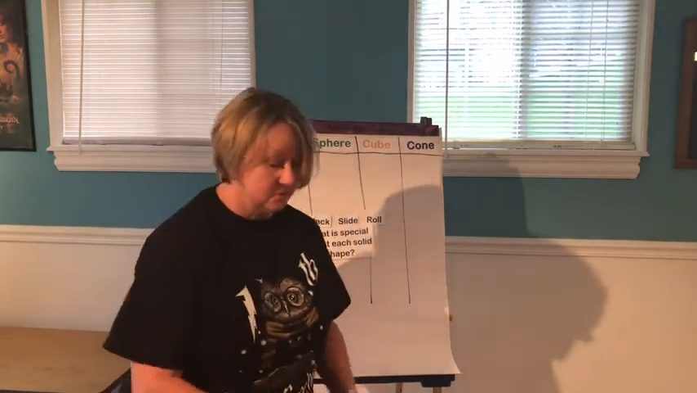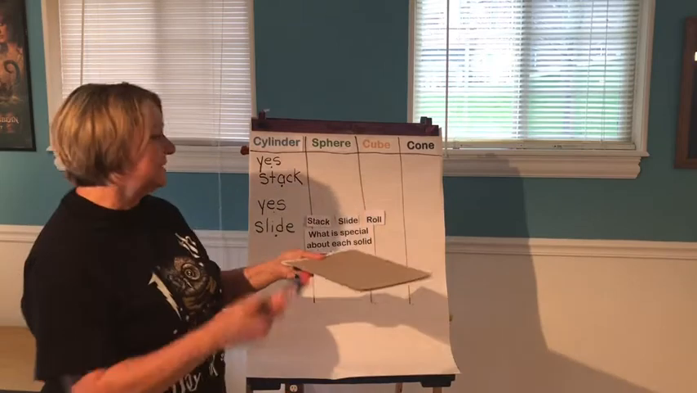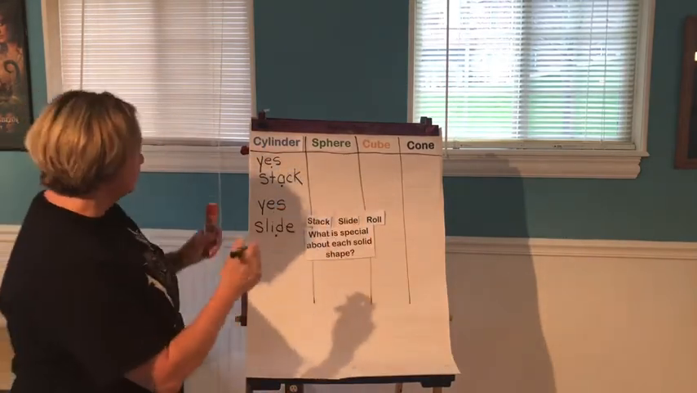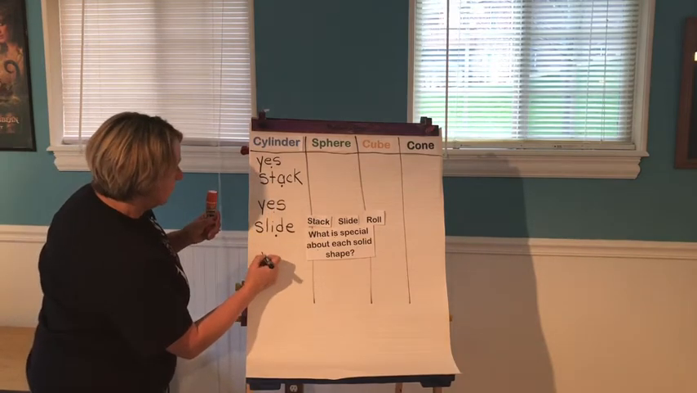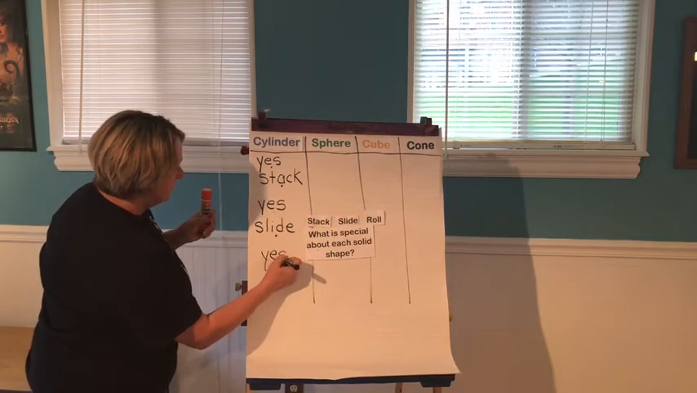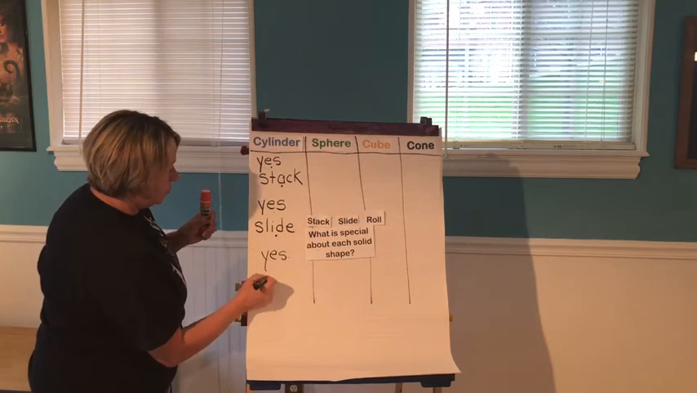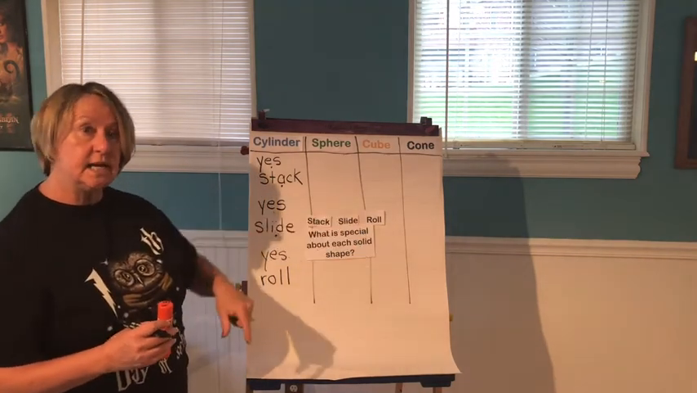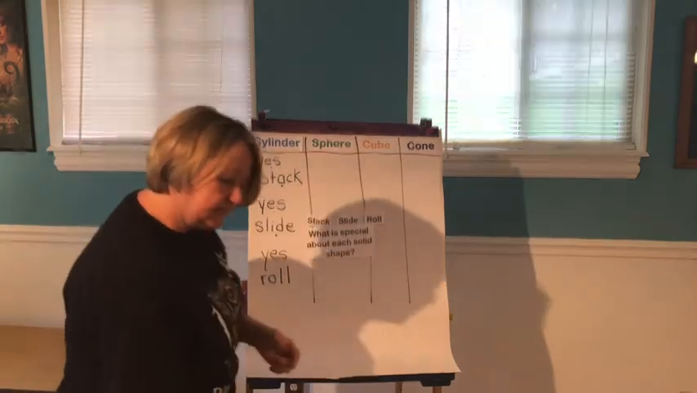Alrighty, roll. Well, I bet you already know the answer to this one, but we're going to check it out anyways. Can this guy roll? Oh yeah, these guys are great rollers. So we're going to say another yes. This cylinder can roll. So the three things that we were using our detective work for, everybody got a yes.